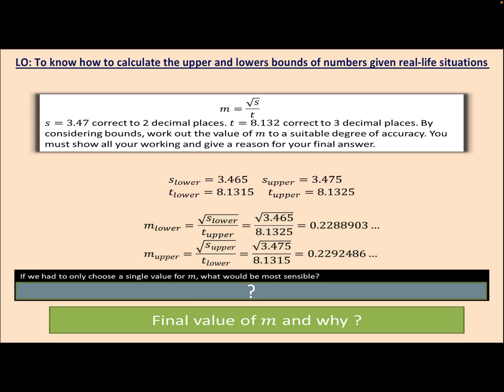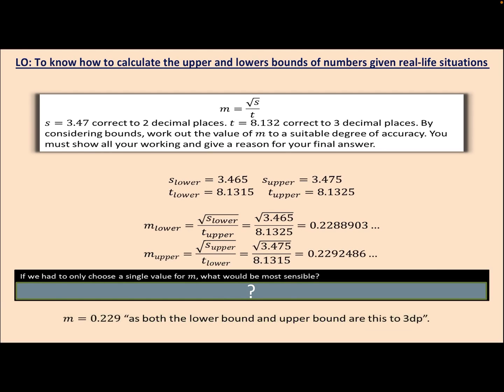So we want to find a single value of m that would be the most sensible, that would be a suitable degree of accuracy to say that this is probably what m should be. So we're going to look at what these two numbers round to, so the upper m and lower m. So saying that m equals 0.229 would be best because both the lower bound and upper bound are this to 3dp.